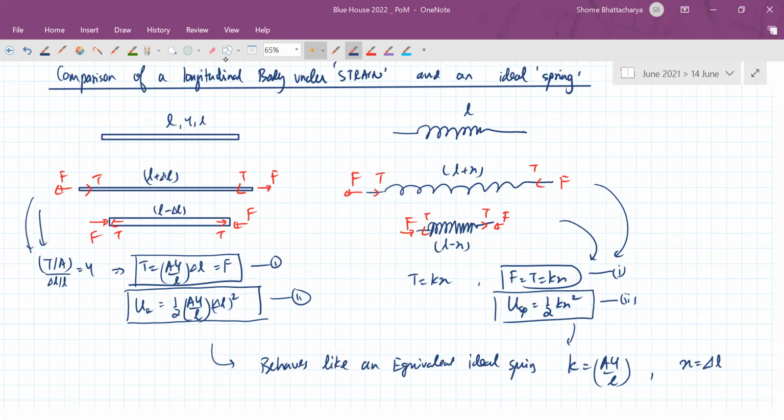So that's a very easy way of solving numerical problems also, where there is a combination of materials, as well as directly relating these formulae with the easier formulae of ideal springs that we have seen before. So just make a note of this. This is very important.